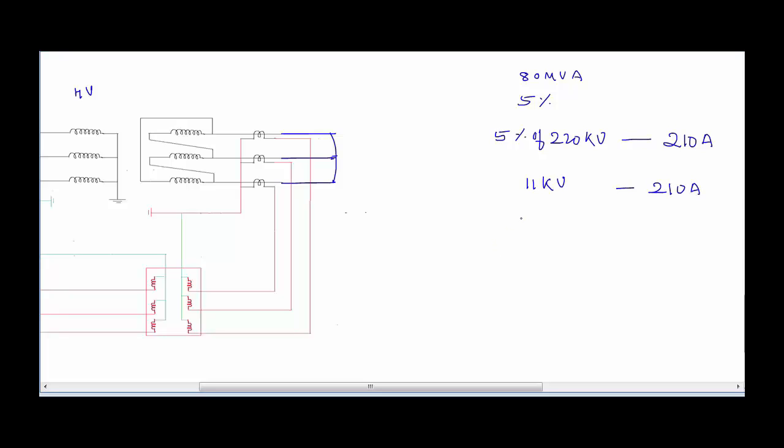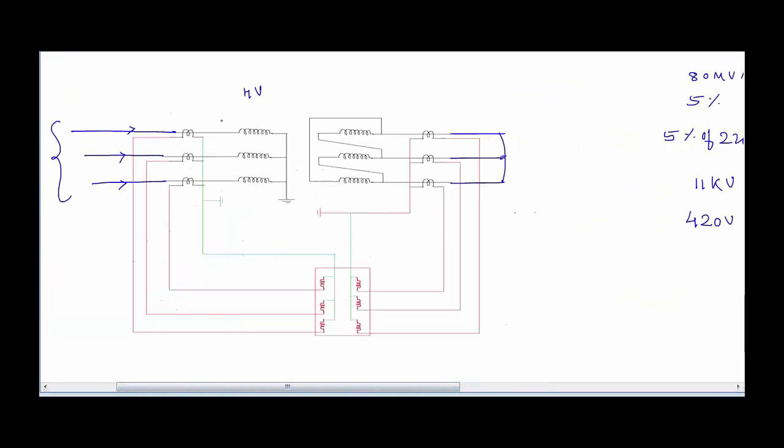But the low tension AC value is 420 volts. So in that case, the current that the transformer will be drawing will be 210 into 420 divided by 11 kV, which will be roughly equal to 8 amperes. So the magnitude of all these currents will be around 8 amperes.